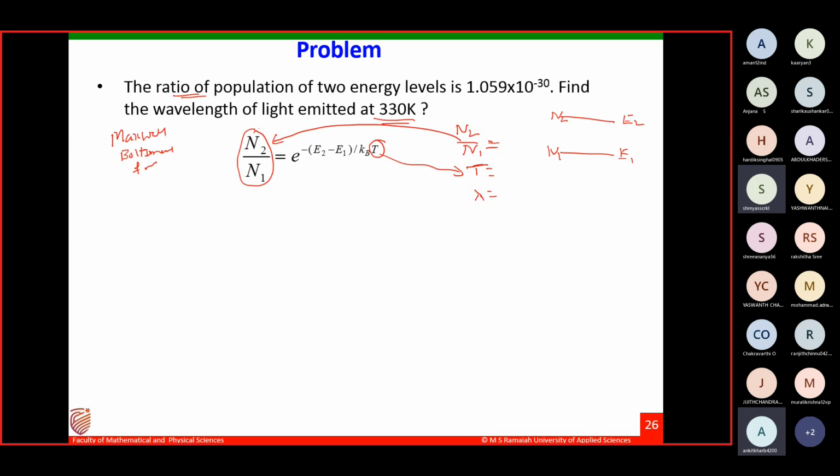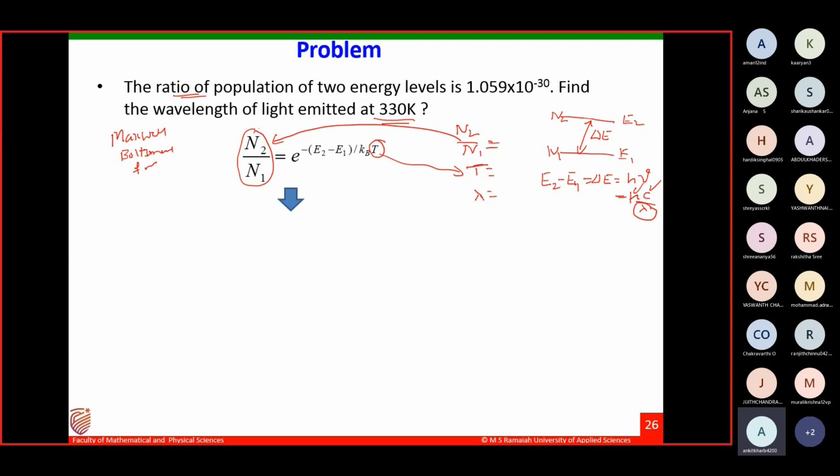Yes, Shreya. Instead of writing E2 minus E1, we could write it as hc by lambda. E2 minus E1 is basically the energy difference, delta E, and delta E is given by h nu. h is the Planck constant, and nu can be written as c by lambda. I know h is constant, c is constant. Therefore, in this term I am left with only lambda. My job is to find out lambda here.